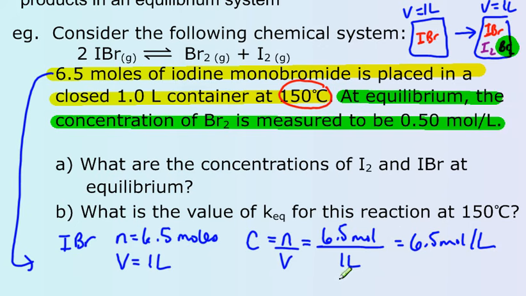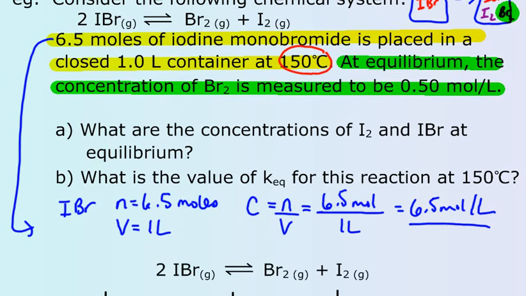This step might seem very trivial because 6.5 moles divided by 1 is 6.5. However, if this container is not a 1 liter container, but it's a 2 liter container or a 500 milliliter container, we're not going to get 6.5 for our answer. So it may look like a trivial step, but if you miss this step and you get the wrong concentration here, you'll be in trouble. So make sure that you take the time when you're looking at your initial conditions to calculate that concentration.